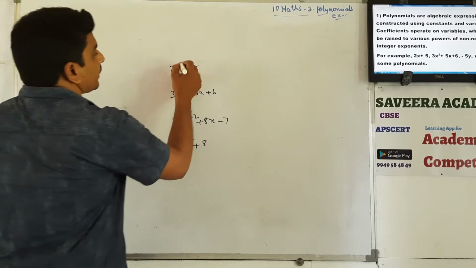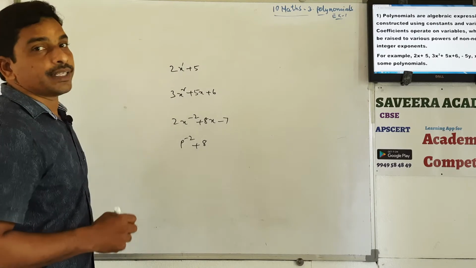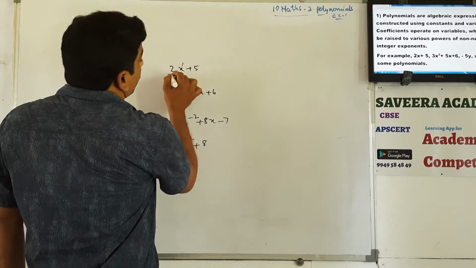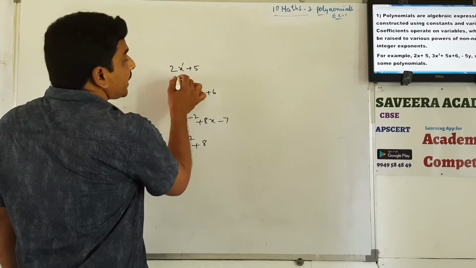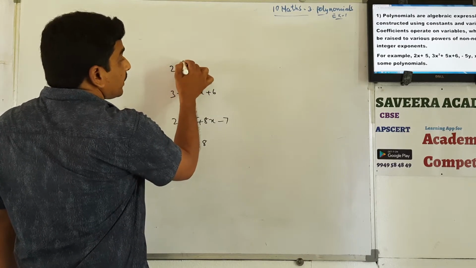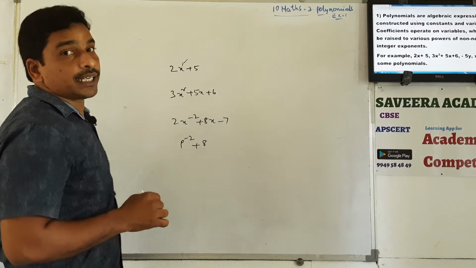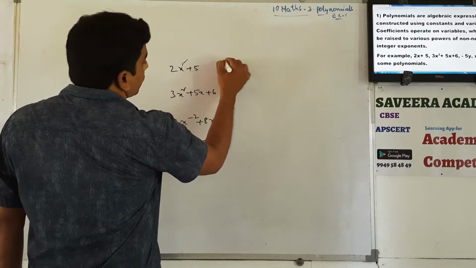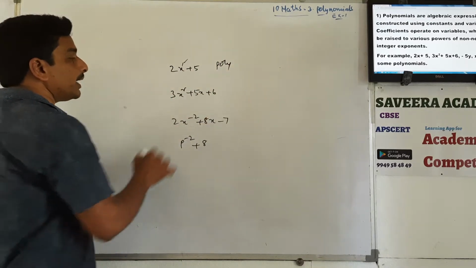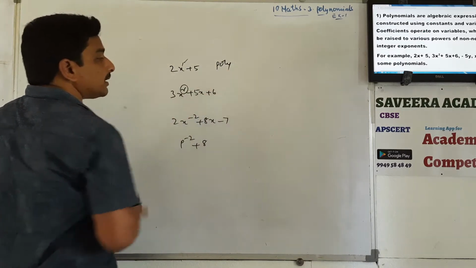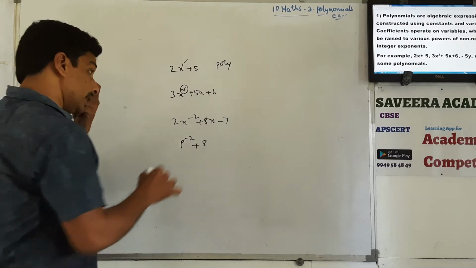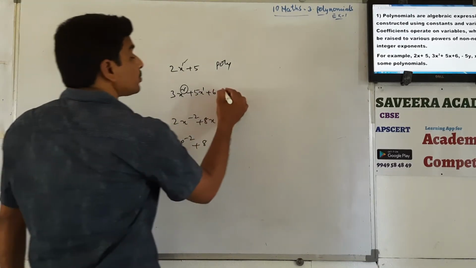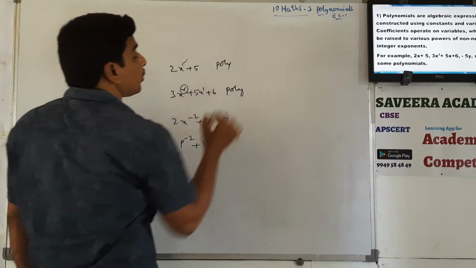Here see, this is the power. That is a non-negative integer. So, actually polynomials are algebraic expressions with non-negative integers as the powers. Here see, non-negative integer. So, this is a polynomial. Here 2 is a positive integer. Here 1 is also a non-negative integer. So, this is also an example of polynomial.